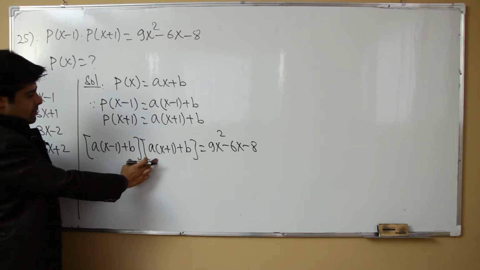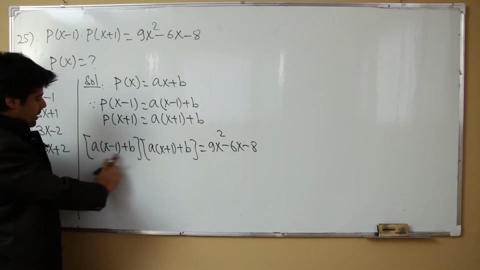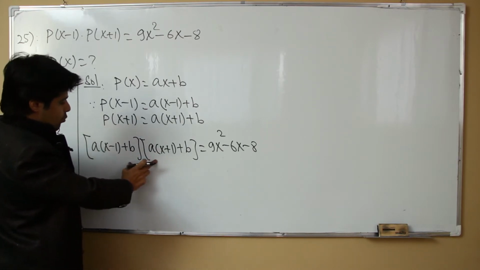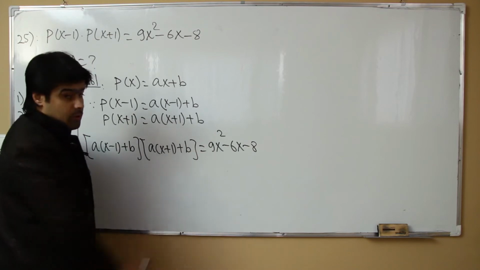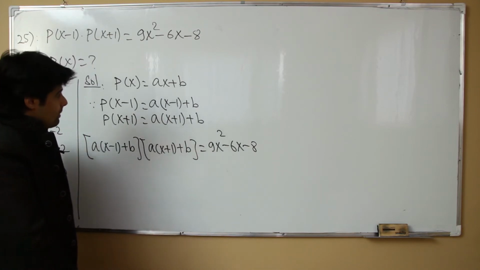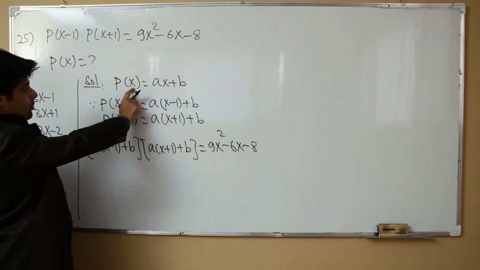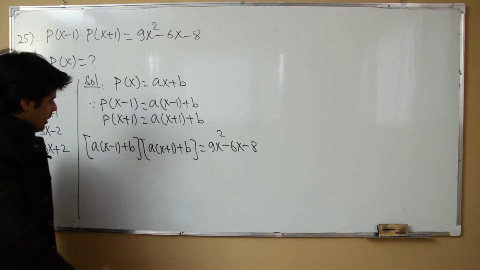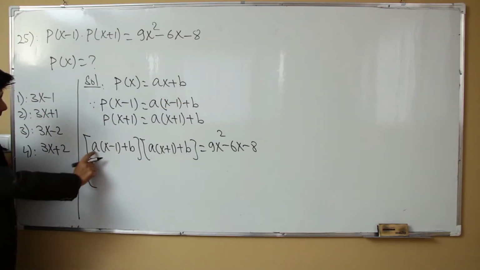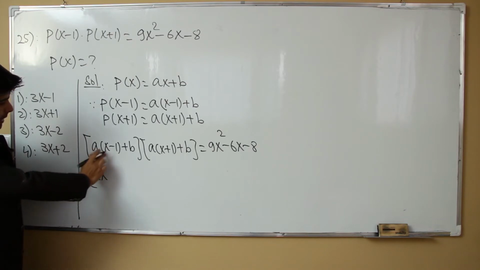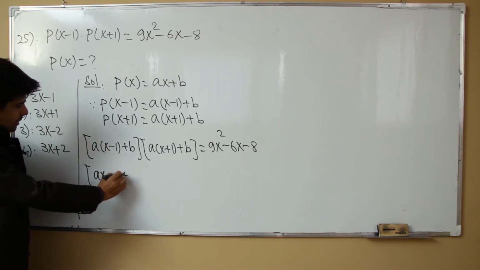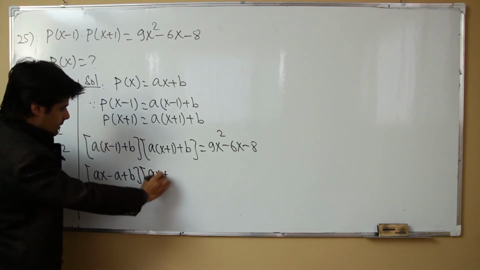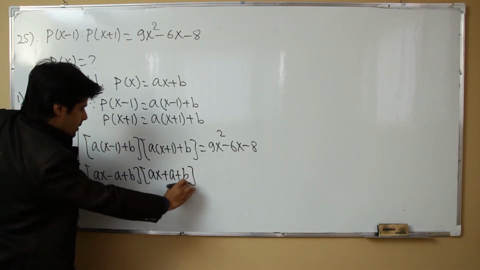Now if you multiply these two and find a, b from the equations of the two polynomials, you will be able to find the polynomial P(x), which is ax plus b. I think you have got it. Now simplify: a times x, ax, a with minus 1, it's minus a, plus b. Here we have ax plus a plus b.